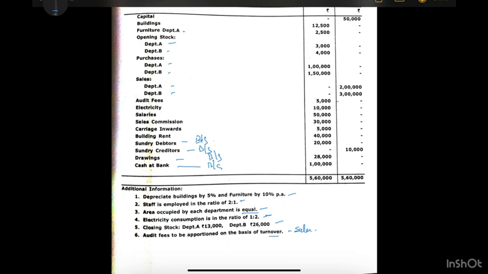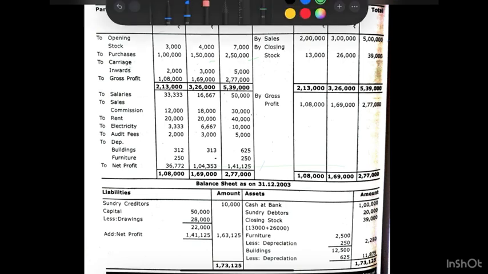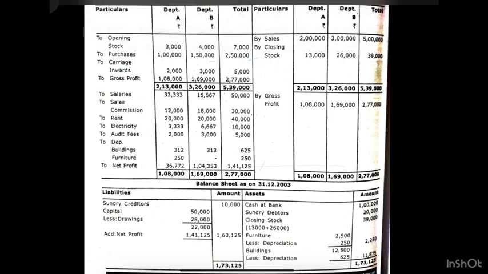Let's work out this problem. This is the solution for the above problem. We have two departments, Department A and Department B, and we have to maintain a total column. The format is the same as what we do for final accounts: trading account, P&L account and balance sheet.